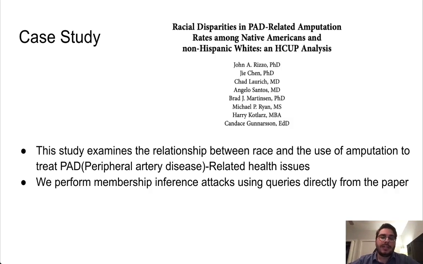This is an important issue because amputation is a less than ideal treatment for these issues. There are other procedures that do not result in the loss of limbs, and ideally should be performed if at all possible. This paper examines this relationship and actually finds that in the western region of the United States, hospitals do perform amputation on Native American patients more often than non-Hispanic whites.